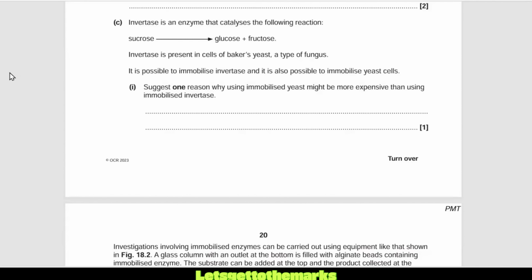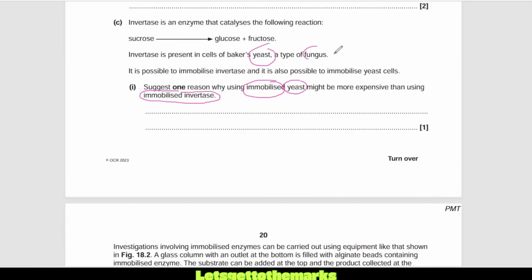Okay, so what you've got to ask yourself is, you could immobilize the yeast, which is a fungus that can speed up reactions, or you could use an immobilized enzyme. They both can do this reaction and speed up that reaction. So why might it be more expensive to use yeast? Think about what yeast is. It tells us what yeast is.